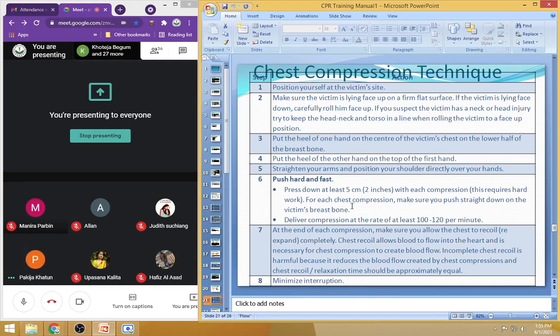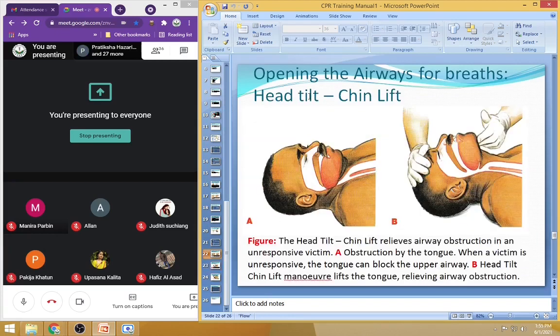Are you clear? Nothing much to explain, no? Keep this in mind. We will do it, okay? Anyone wants to know any point? Let me know before shifting to the next slide. Okay, so that is chest compression. Now we will talk about airway.